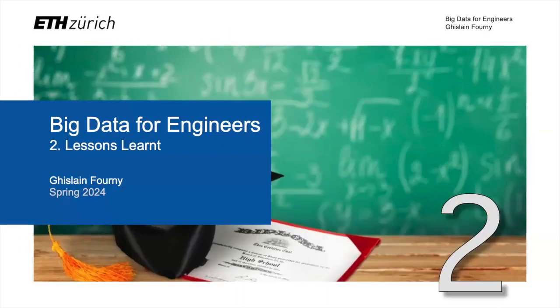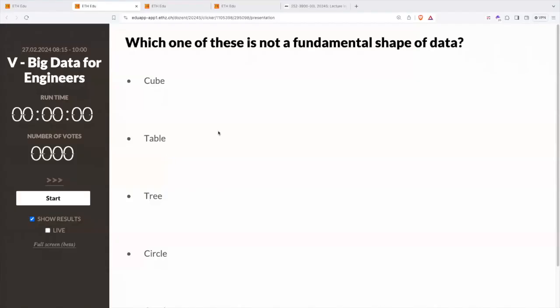I like to revisit a bit what we did the week before to check that you understood everything. And so to wake you up, because it's quite early. Do you remember the shapes of data that I told you about? One of these is not a fundamental shape of data. Is it the cube, the table, the tree, or the circle?